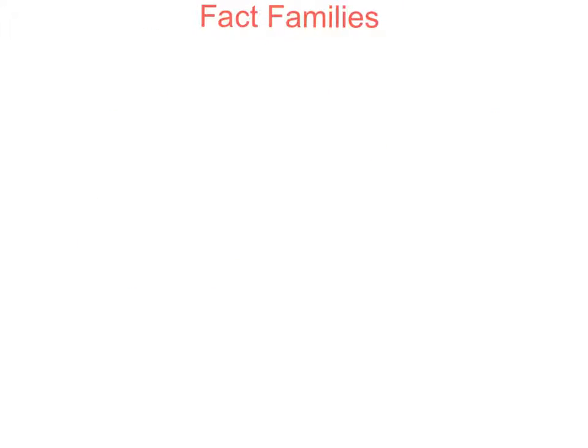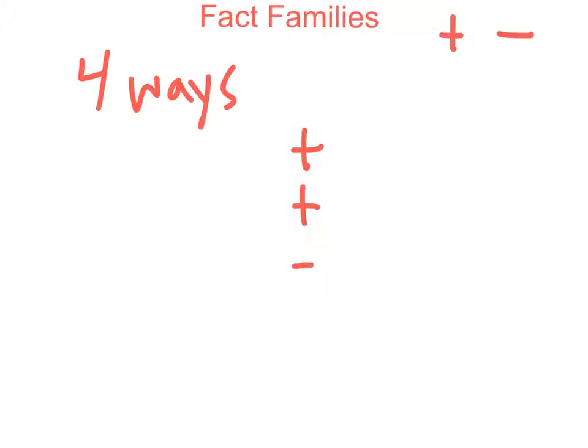So when we talk about fact families, addition and subtraction, what we mean is that there are 4 ways to write equations using addition and subtraction. There can be 2 addition and 2 subtraction. So let's take these 3 numbers for example.